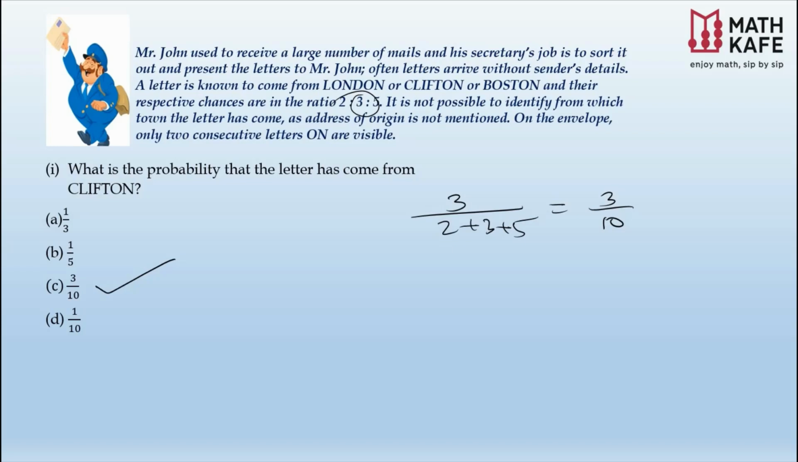And if it is Boston, it will become 5 out of 10. And for London, it will be 2 out of 10. The first question, easily we cleared it. Let us check the second question.